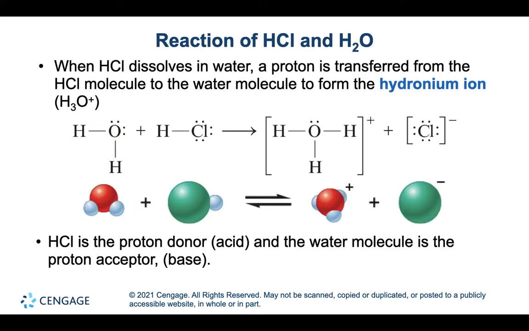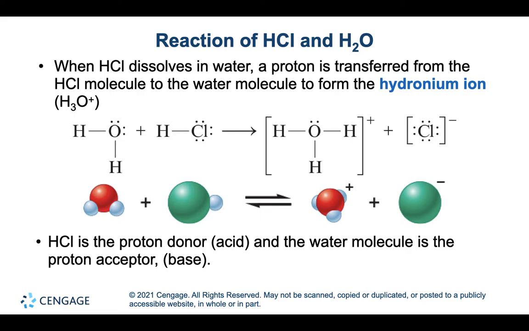So to take a look at how that might work in a typical acid dissolving in water situation. HCl is an acid, hydrochloric acid. When it dissolves in water, the HCl, the acid, is going to transfer a hydrogen ion, H plus, to the water molecule, forming the H3O plus ion called a hydronium ion. And since it loses H plus, what's left over is going to be chloride ion, Cl minus. So we see the reaction here.